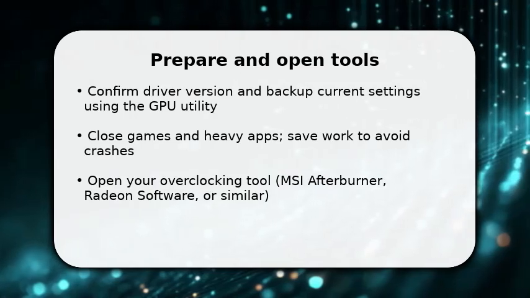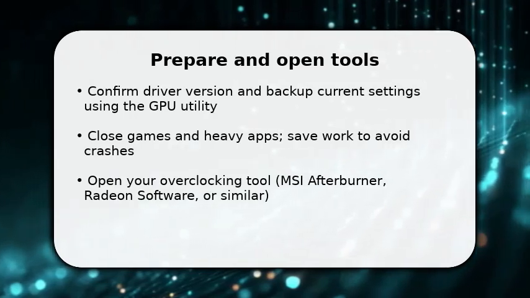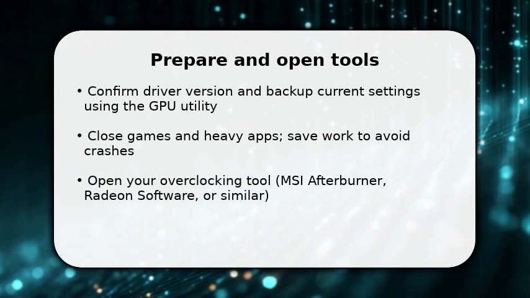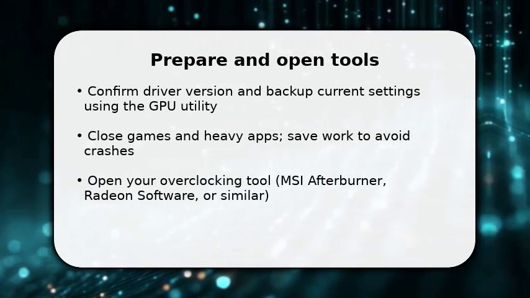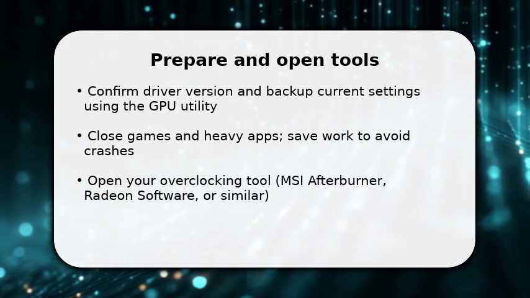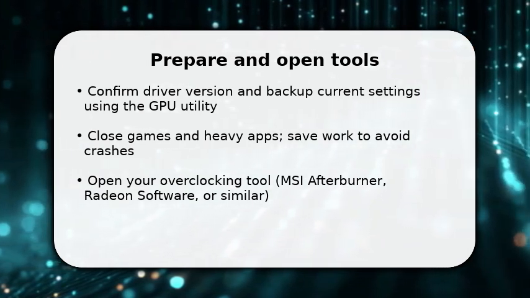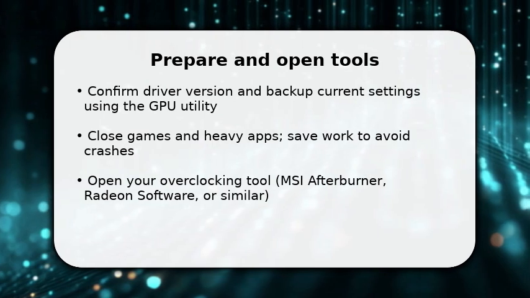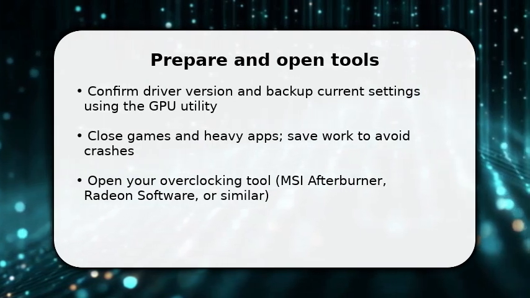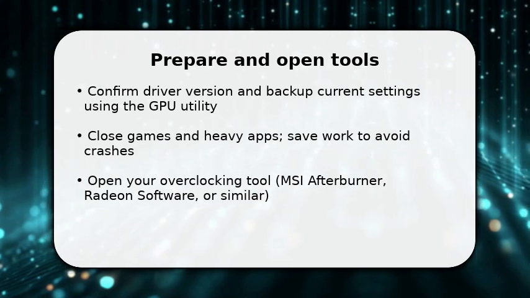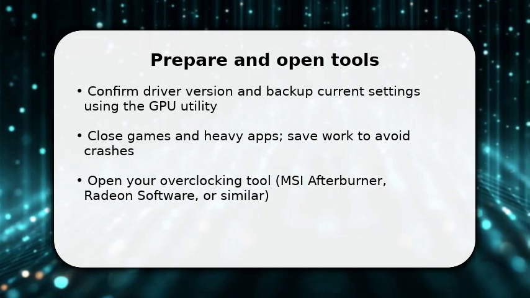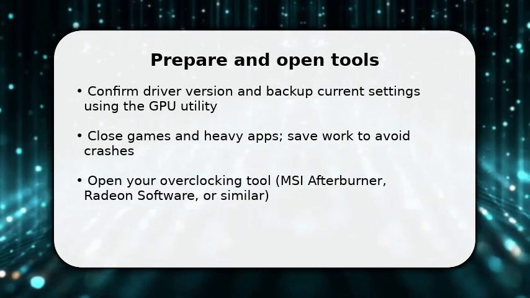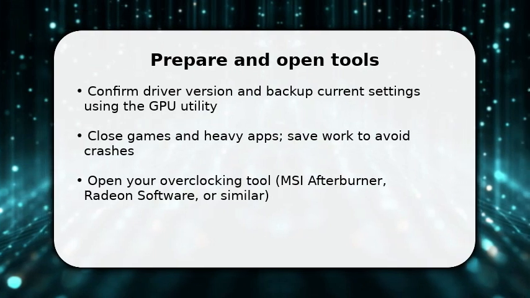You start by verifying drivers and backing up the current profile. This saves time if you need to revert. Next, close all GPU-intensive apps so changes apply cleanly. Open your chosen overclocking utility, MSI Afterburner, Radeon software, or the manufacturer's control panel, and locate fan, core clock, and voltage controls. Once done, note the current values or export the profile. That way you have a safe reference before changing anything.